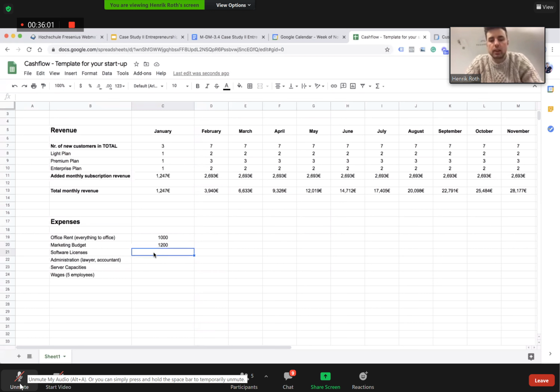But here, software licenses, let's say it's 500 euros. It's for sales software, maybe for some marketing software. We pay 500 euros. Lawyer, accountant, every month we have to pay 1,000 euros. And server capacities is based on the usage of our software, right? Because if more and more people use our software, we need to have more capacities.